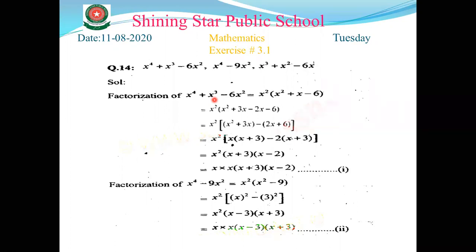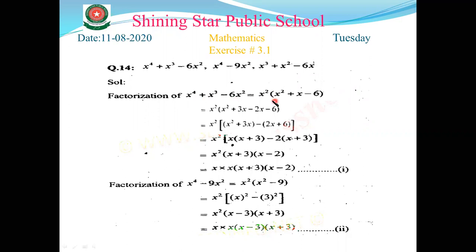So this expression is called the biquadratic expression. Now let's check how to solve these types of expressions. In this expression, the first term is x^4 and next is x^3 minus 6x^2. We know that from these three terms, x^2 is common.